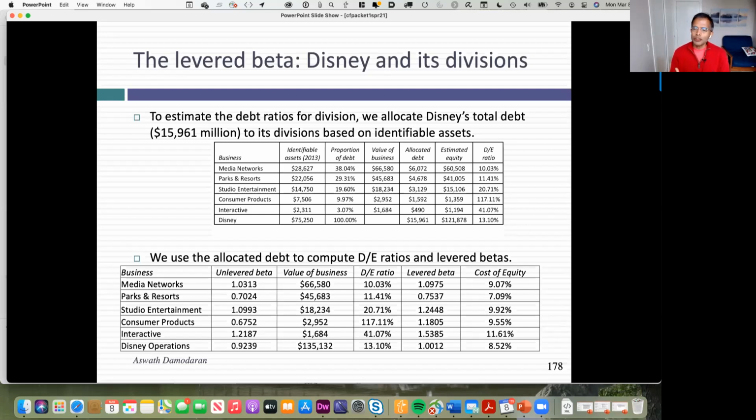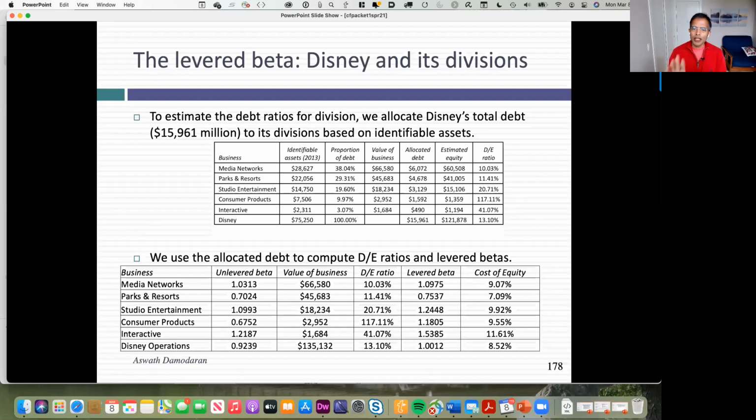I said, look, I don't know how much debt Disney has in each division, but they give me some clues. In fact, they have this breakdown by business of what they call identifiable assets, which are physical assets. So if you look at their annual report, they've said, these are the identifiable assets in each of the 5 businesses. I made an assumption, and I could be completely wrong. I said, companies tend to borrow money for these physical assets. So if you can tell me how much assets you have in each division, I'm going to allocate the total debt that Disney has based on those assets. So if you look at the breakdown of debt, basically what I've done is I've allocated the only number I know, the 15.96 billion in debt at Disney as a company. I'm breaking it down by division based on those assets.